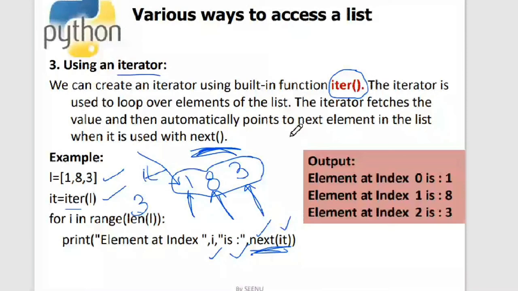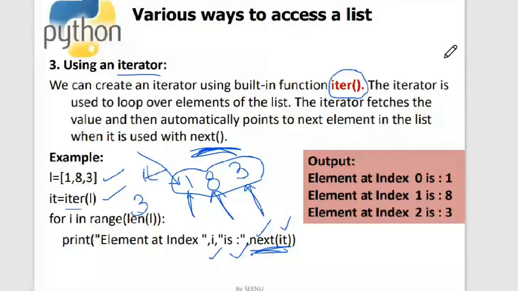What is the first way of the various ways to access a list? Enumerate. First one is enumerate. What is the second way? Range. What is the third one? Using iterator. Okay, so that's the end of your list.